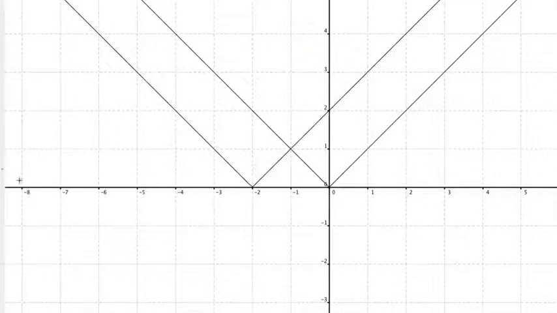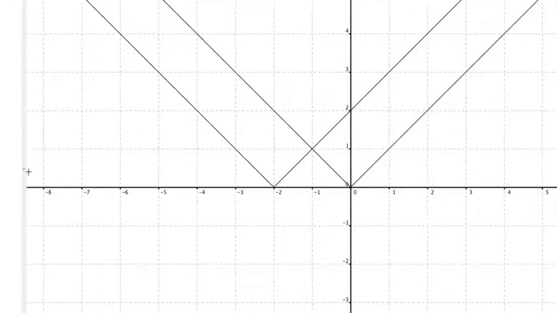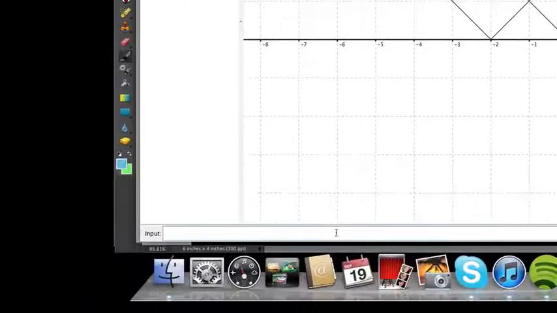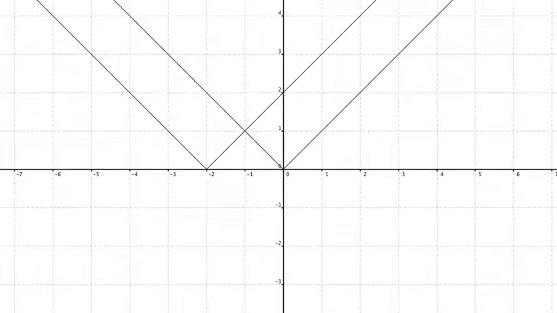Now hold on a second here. When I put plus 2 on the outside, it made it shift up 2. That makes sense because plus 2, up 2. When I put a plus 2 on the inside here with my x, it actually made it shift left 2. That's weird. So what if I were to put minus something? Y equals absolute value of x minus 5. You would think that it would shift left 5. As a matter of fact, though, it shifts right 5.